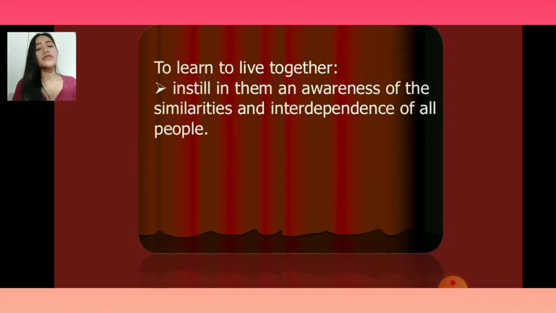Okay, to learn to live together, instill in them an awareness of the similarities and interdependence of all people. Teach them to be aware that there are similarities and differences among all kinds of people. So in the classroom, teach the students to respect and understand the similarities and differences of each individual.